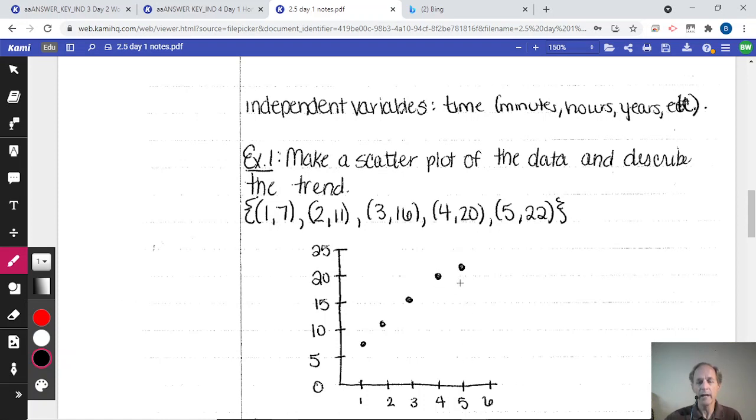So we're asked to describe the trend. So the two things that we're going to say about the trend: is it strong or weak, and is it positive or negative? Okay, so think about that before I show the answer. See if you can decide, is it strong or weak first of all, and remember what that means, and is it positive or negative? So let's see what our notes say.